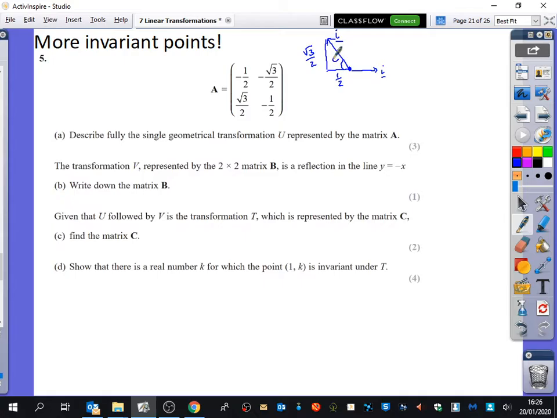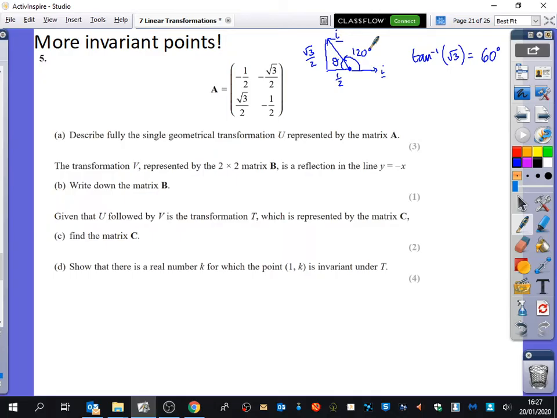How could I find out what this angle here is? Opposite over adjacent. So that's √3/2 divided by 1/2. What is √3/2 divided by 1/2? 2 times √3/2, which is just √3. So the inverse tan of √3 is 60. So this angle here is 60. So it looks like the rotation is 120.